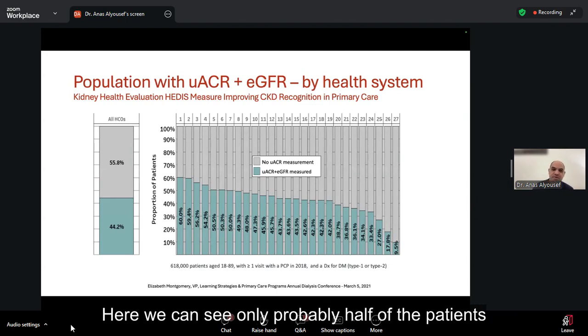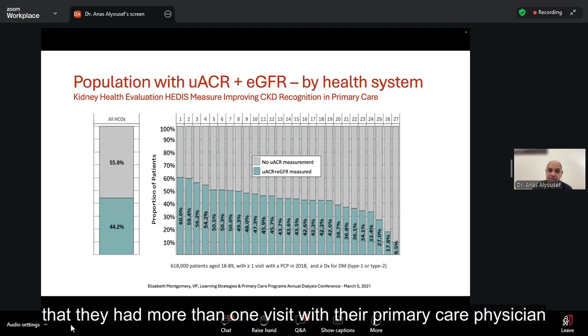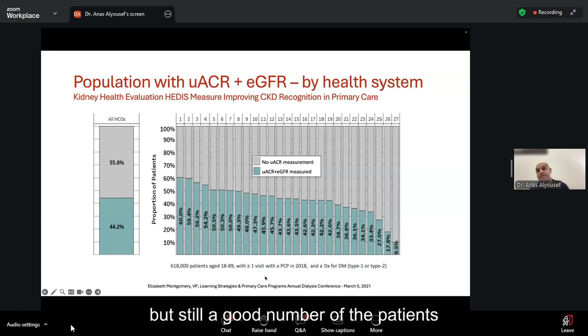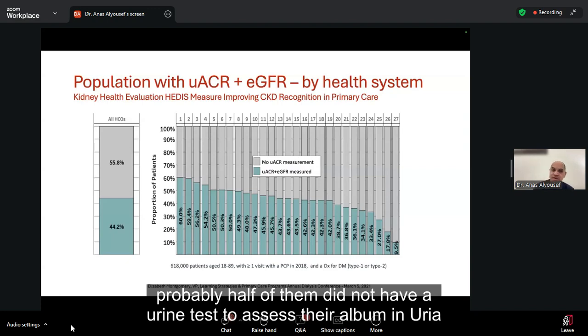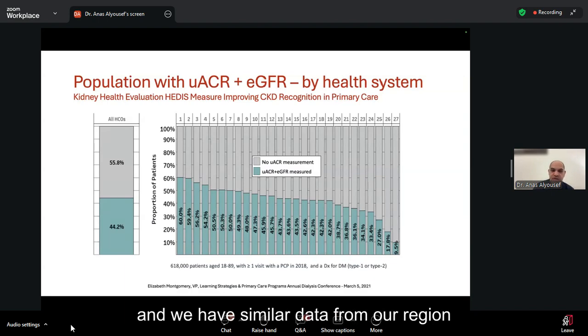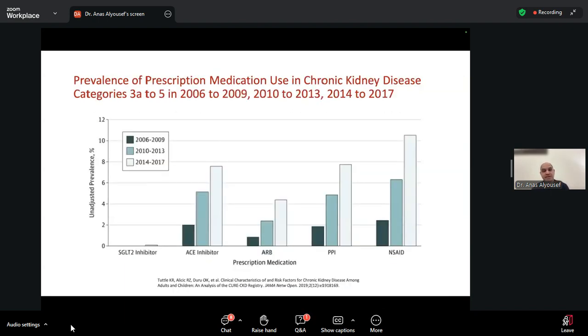Here we can see only probably half of the patients, despite their being diabetic, whether type 1 or type 2 in the US, that they had more than 1 visit with their primary care physician, but still a good number of the patients, probably half of them, did not have a urine test to assess their albuminuria. And we have similar data probably from our region.